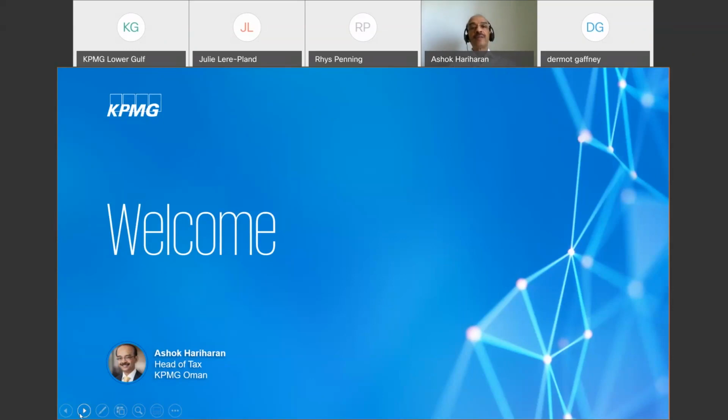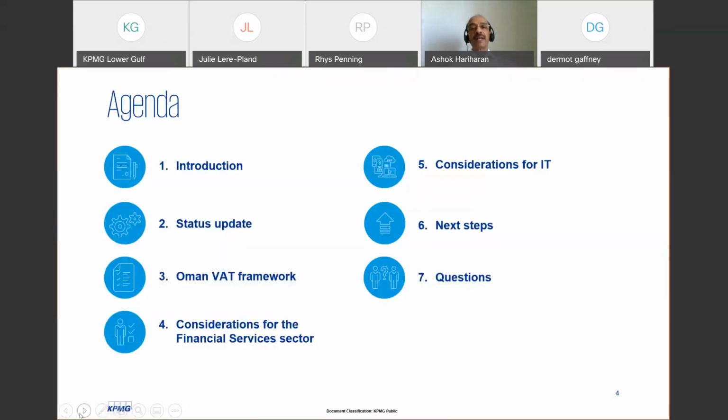Let's look at the agenda for this session, which we expect will take about an hour. After my introduction, we will provide you with a status update on Oman's VAT implementation. We will take you through the Oman VAT framework and then deal with specific issues for the financial services sector. These would include an understanding of which financial services are exempt and which are standard rated or zero rated.